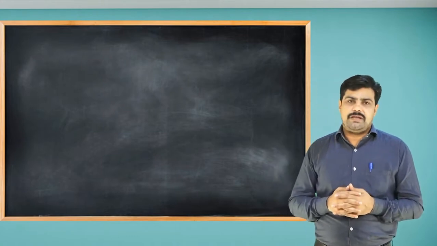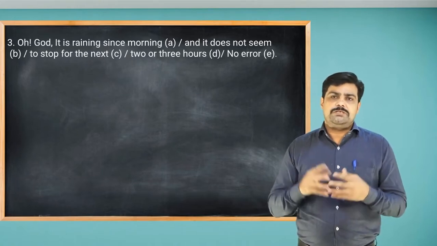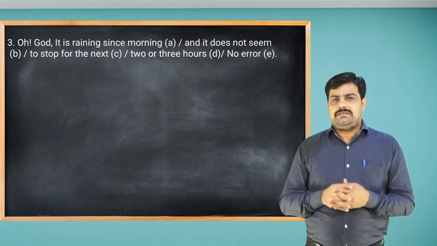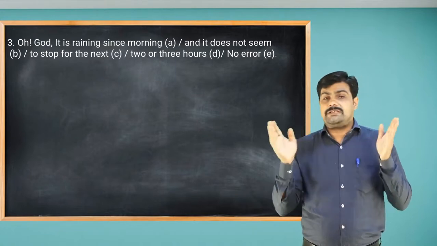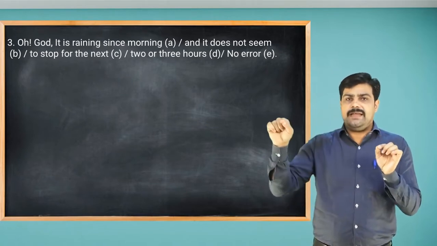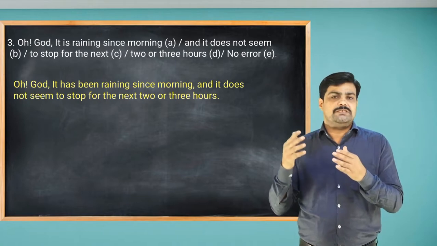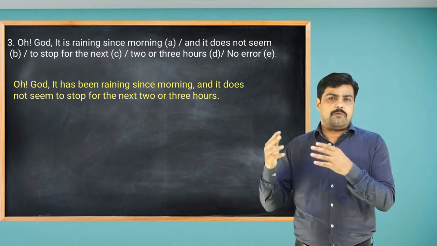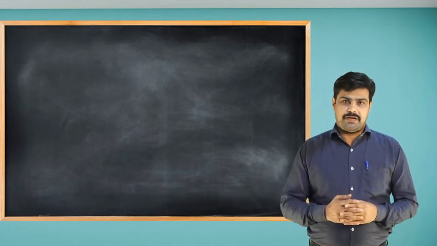Now let's take another sentence on the screen. Oh God, it is raining since morning and it does not seem to stop for the next 2 or 3 hours. Well, in this sentence, the word since is used and we know that it is used in perfect continuous tense. So remove is from part A and use has been, and now the correct sentence you see: Oh God, it has been raining since morning and it doesn't seem to stop for the next 2 or 3 hours.